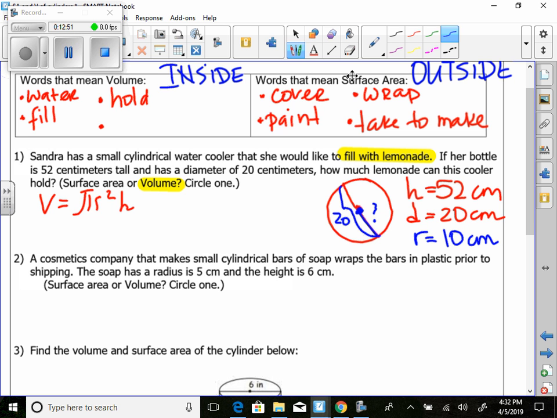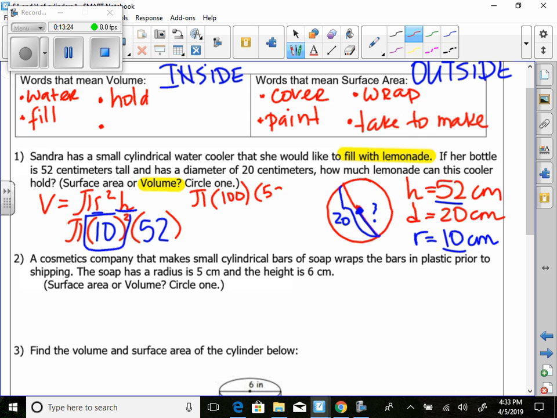All right, now that I have all of my numbers, I can start replacing. Leaving pi as pi for now, radius to the second power, and the height. So the radius is 10. The height is 52. Okay, order of operations, I've got to do my exponent first. 10 to the second power is 100. So let me rewrite it right here. Pi times 100 times 52.